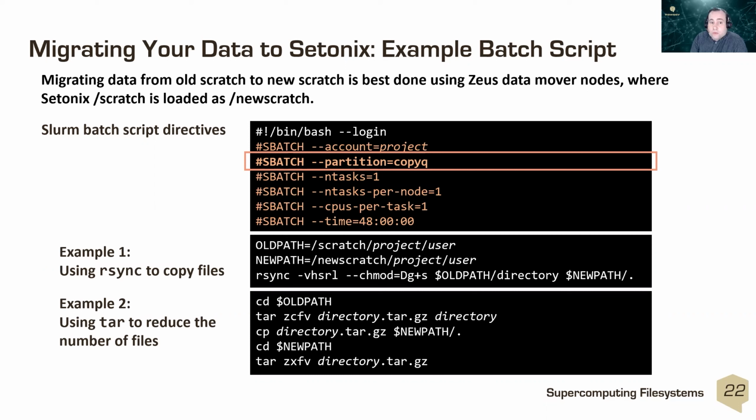In this example, we're looking at moving data to the new Scratch. So for this example, we're logged into Zeus. And in particular, we're using the copy queue partition on Zeus. And you can see in that rsync example, the old path is the existing Zeus and Magnus Scratch, and the new path, that new Scratch, is the new Setonix Scratch file system, and rsync is being used to copy files from the old Scratch to the new Scratch. Likewise, there's an example here of how to tar up the directories, and these examples are also available in our documentation pages for you to look at.